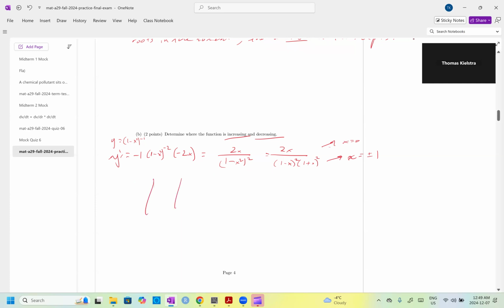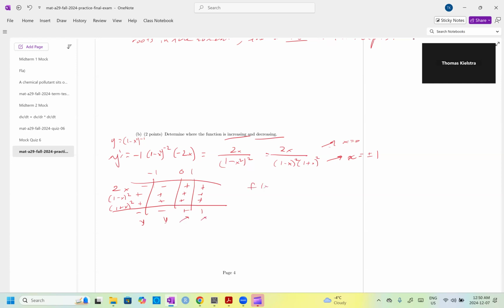So constructing a sign chart, I have about 3 points, minus 1, 0, 1, and I have the expression 2x, 1 minus x squared, 1 plus x squared. 2x is positive when x is greater than 0, and negative when x is less than 0. X minus 1 squared is positive everywhere. Same with x plus 1 squared, which means I'm negative, negative, positive, positive. So I'm decreasing, decreasing, increasing, increasing.